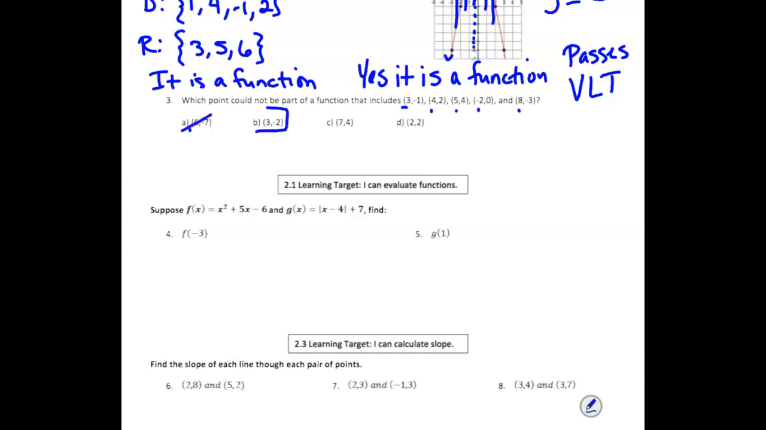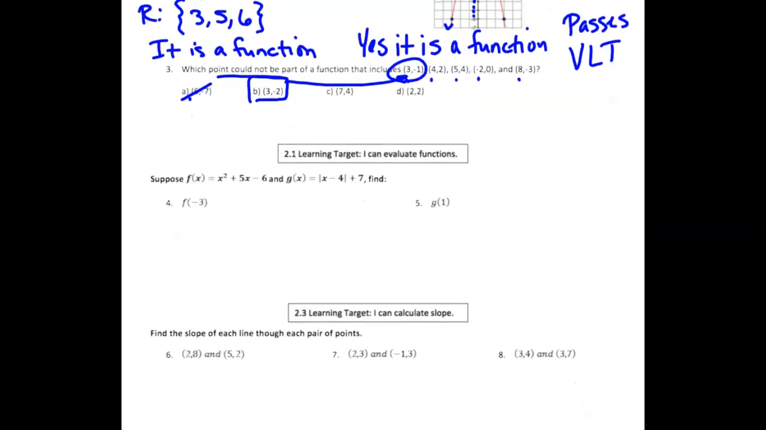Could I have this point, a 3, -2? And that's where we have a problem, because we already have a point that uses an x value of 3. We can't have two different points that use the same x value. So B here would be the one that could not be part of our function and still have it be a function.